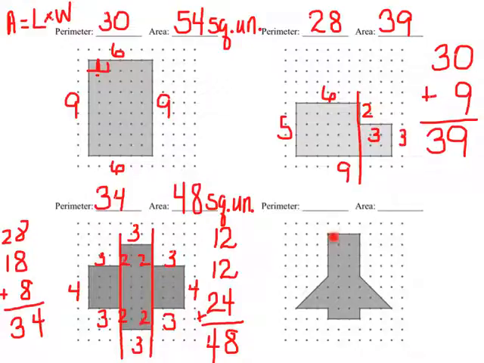Now moving over to this shape, I need to first find the perimeter. I need 1, 2, 3. And if that's 3, then this is 3. And then I'm going to have 1, 2, 3, 4. And this is 4.